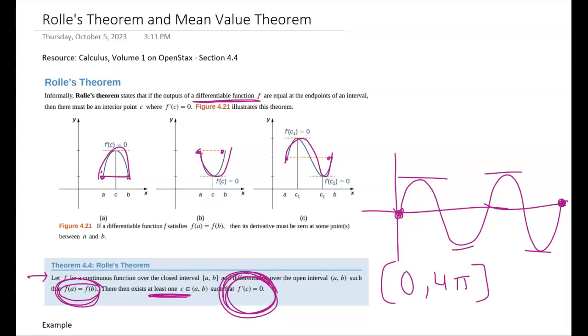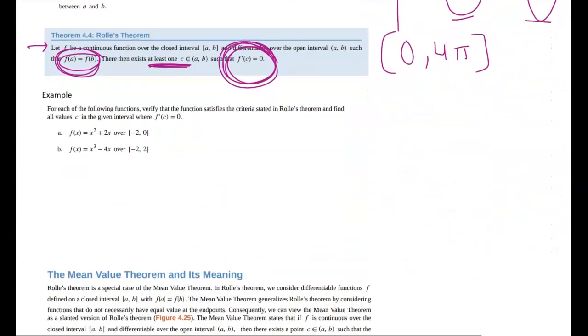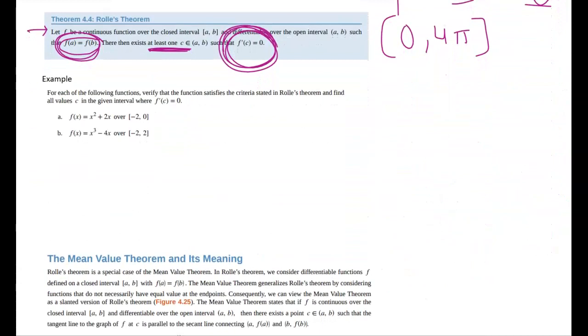So again, I'm going to review the conditions. Continuity is still super important. Differentiability is an additional condition. For Rolle's theorem, your outputs at your endpoints have to be equal. If that's the case, then you have to have at least one horizontal tangent on that interval, specifically on that interval.